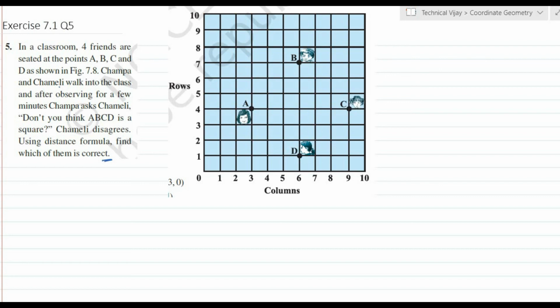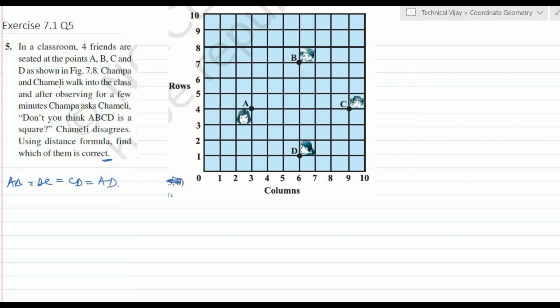Okay. So now first we will calculate whether ABCD is a square or not. If it is a square, it means AB must be equal to BC, which is also equal to CD, and it should also be equal to AD.